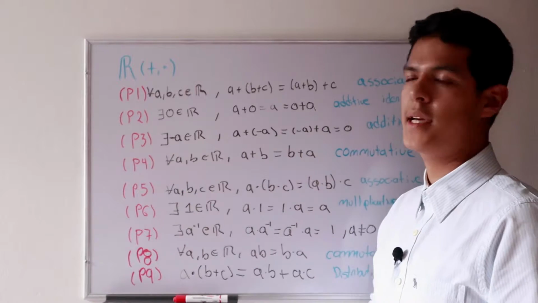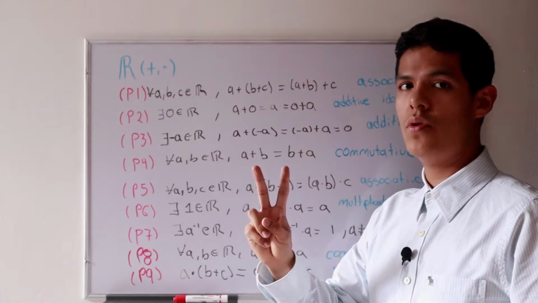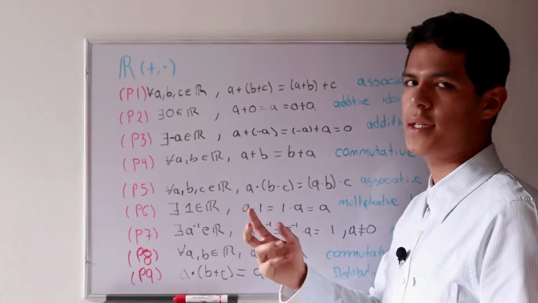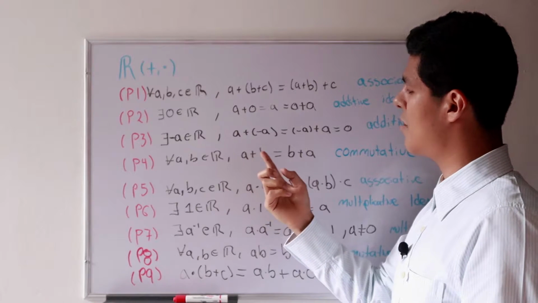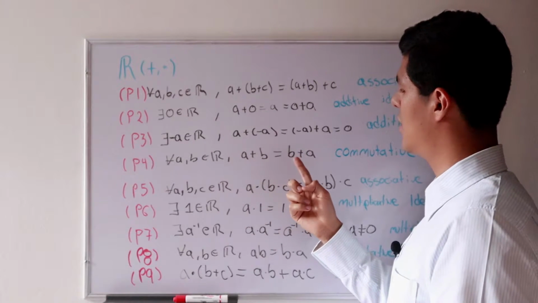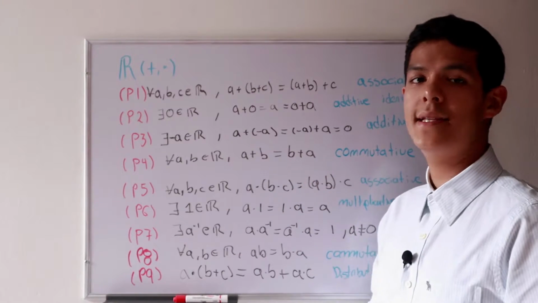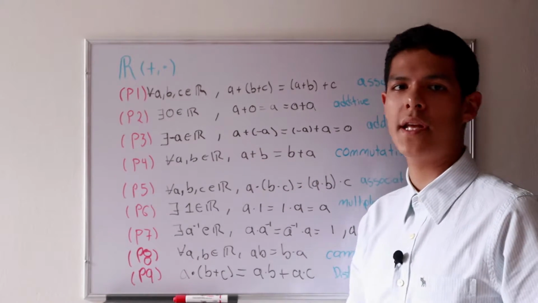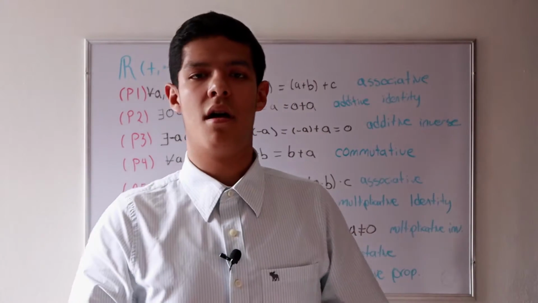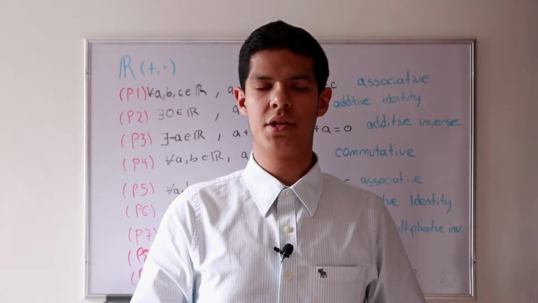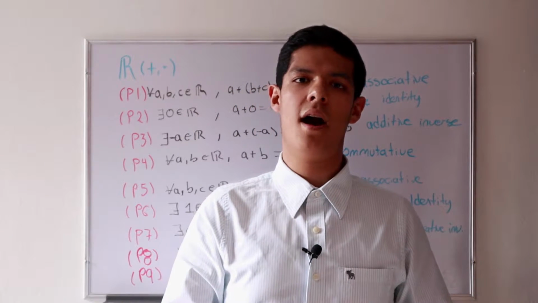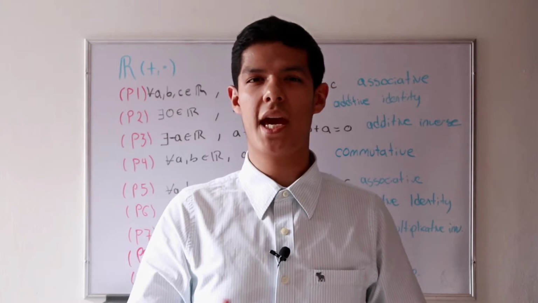The fourth one says that given two real numbers, you can add them such as a plus b equal to b plus a. This is the commutative property of addition. So these are the four properties of addition. And the next ones are of the multiplication.